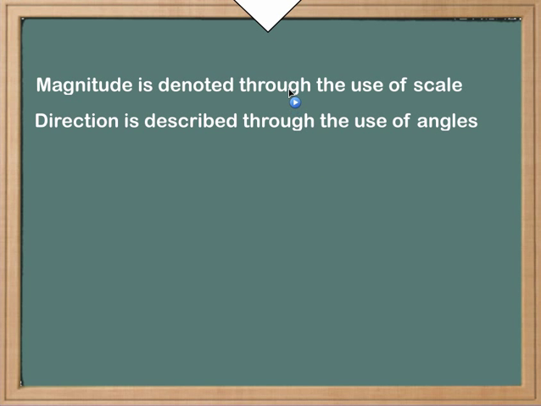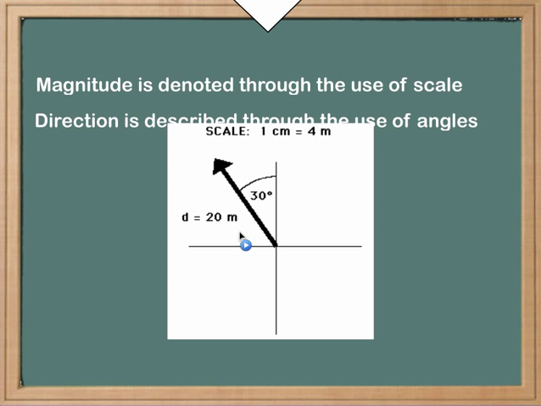So when we're looking at these vectors, first we want to note that magnitude is noted through the use of scale, and direction is described through the use of angles. So when we look at a vector here, the scale is determined by actually looking at a length. So up here we have that 1 centimeter is equal to 4 meters. So for every 1 centimeter from where we start to where we go out to is 4 meters. So if this vector is 5 centimeters long, that 5 centimeters relates to 20 meters.